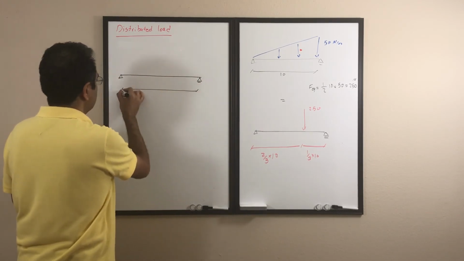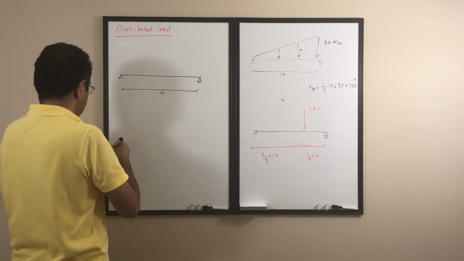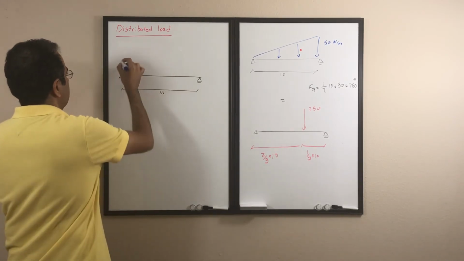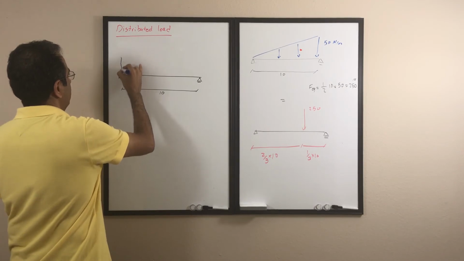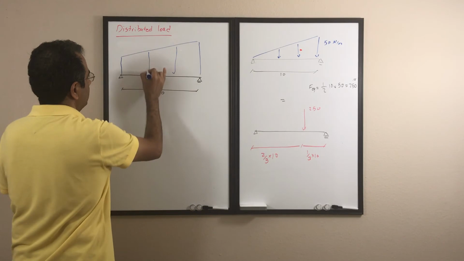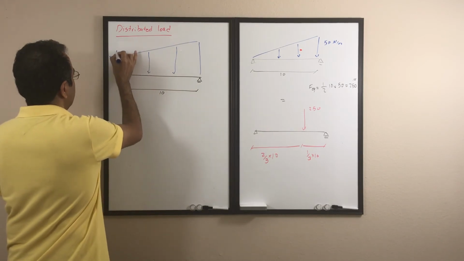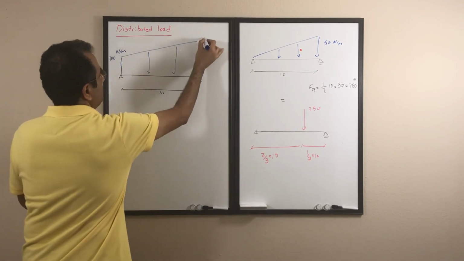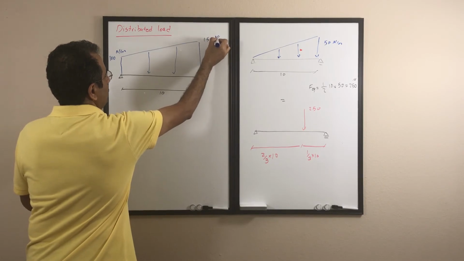10. But this time, assume we have a load like a trapezoid load. So assume this is what we have. It's 100 Newton per meter here, and it is 150 Newton per meter.